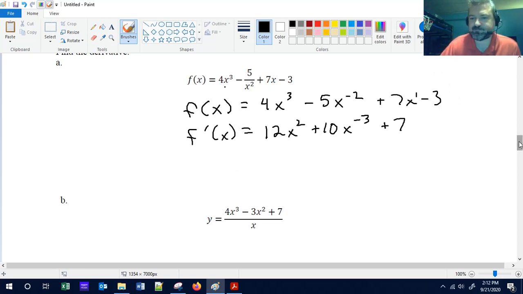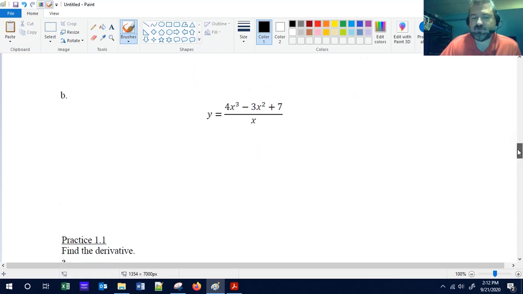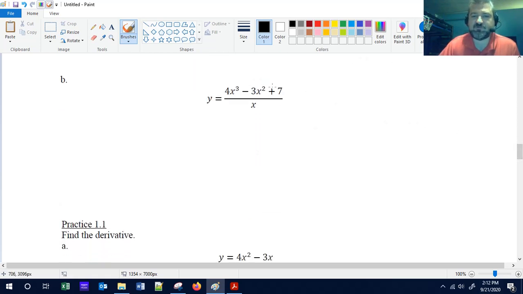Let's do the next one. Okay, so remember I said that there is no division rule for us yet because it's a little more complicated, so we're not doing it today. So the only way we can do this is to actually divide first. So we're going to divide each one of these terms by x. That becomes 4x squared. X squared over x is just x, so minus 3x, and then plus 7.